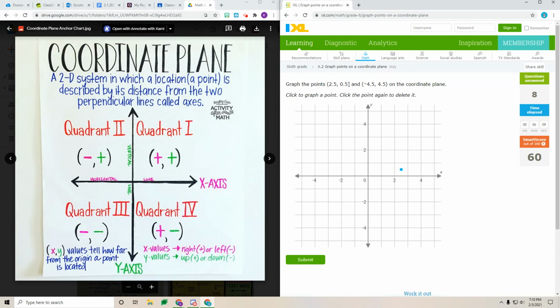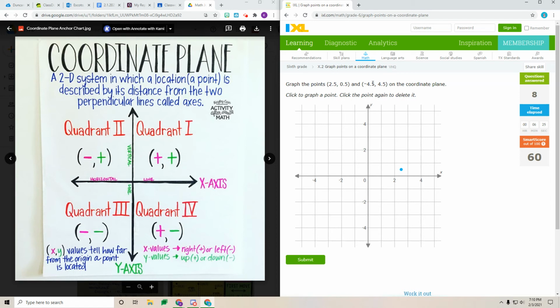Okay, that was the first point that I have right here. So that dot did not fall on where the lines crossed, did it? It doesn't, because they're not all whole numbers. If you have all whole numbers, you'll probably cross where the lines are. But if you have decimals or fractions, you probably won't.